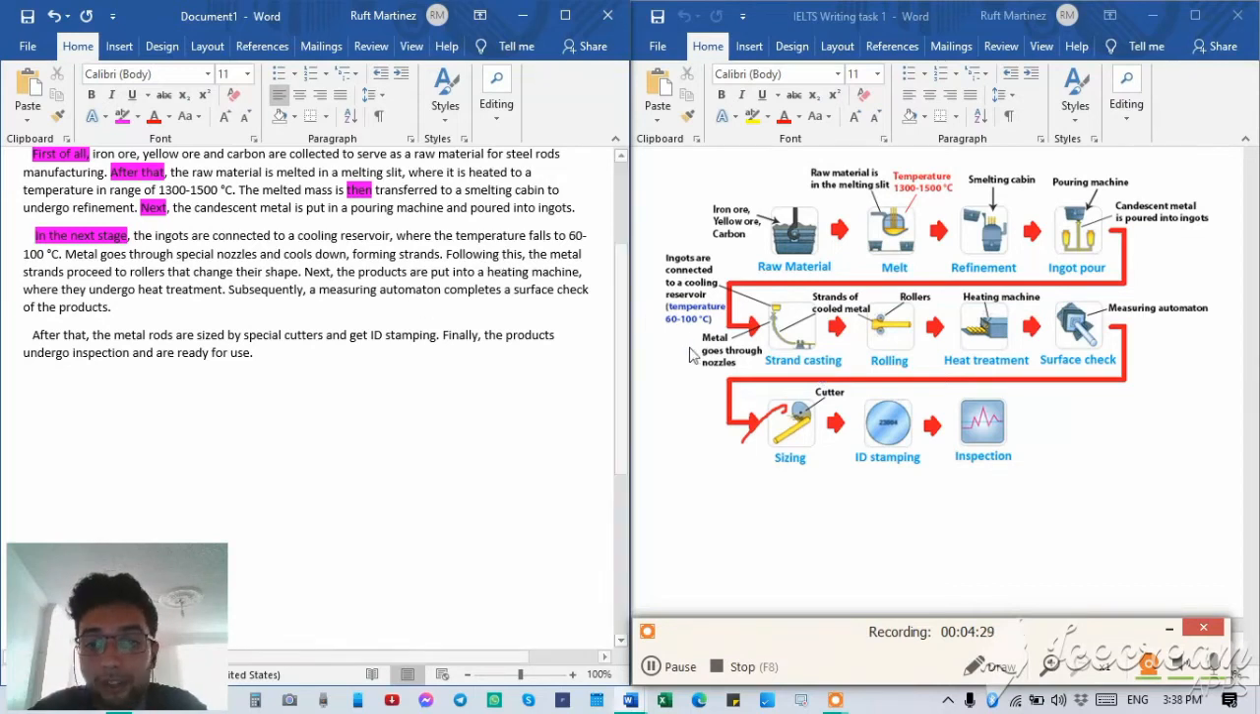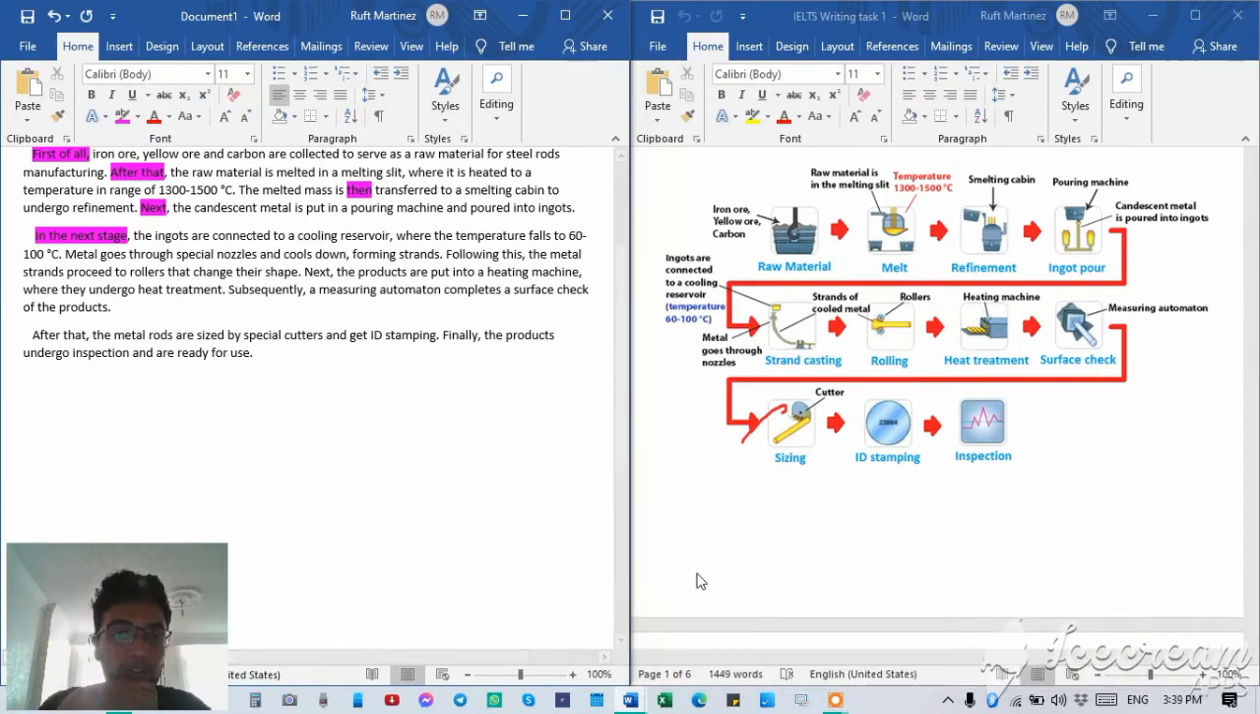Okay, and following this, here we have a cooling reservoir, and we don't need to write this. You can even write this. You can say that metal ingots that are connected to a cooling reservoir under a temperature of 100 degrees cool down and form strands. You can also do this, but then it will be more than 250 words. So you don't need to keep it too long. You have to keep it short, and that's why you have to mention the specific features of your diagram.